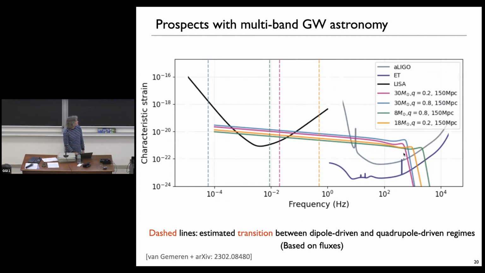And the vertical lines here indicate where the transition between what I call the early inspiral and the late inspiral occurs in frequency. This is simply estimated by saying the scalar flux has to be equal to the tensor flux. And that gives the vertical dashed lines for the parameter choices here. Of course, all of this depends on what parameters one chooses, but these are some illustrative examples.